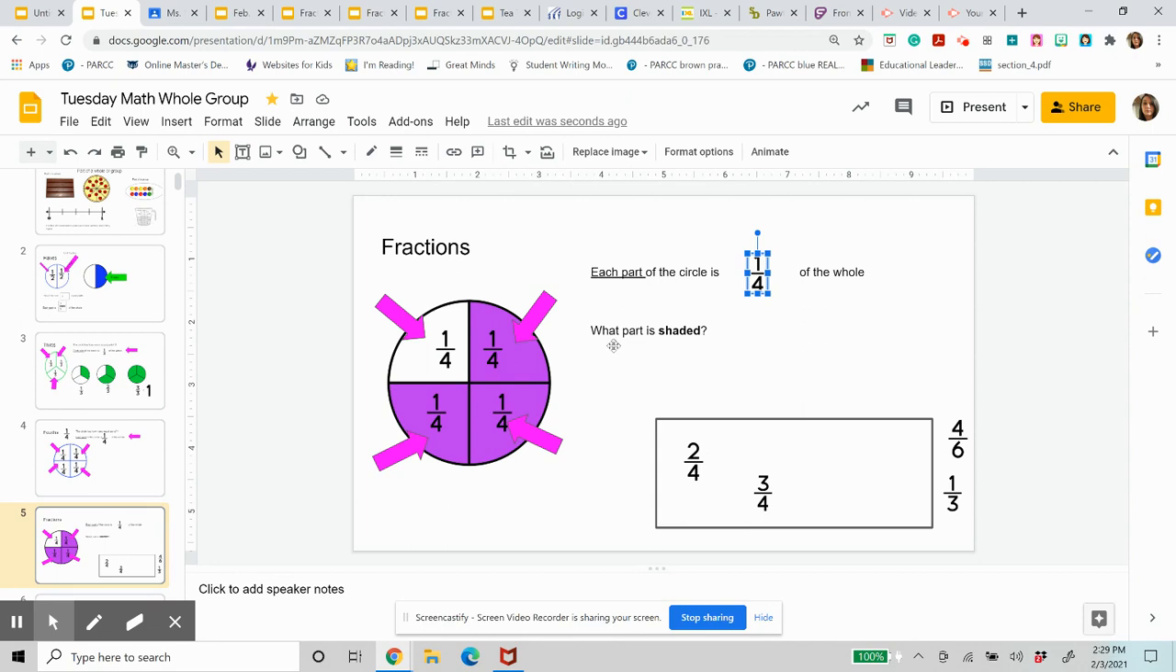Now I'm asking you, what part of this circle is shaded? Okay, so let's look. How many of the parts are shaded? 1, 2, 3. So 3 parts are shaded out of 4. So 3/4 are shaded. Okay, let's try another one.